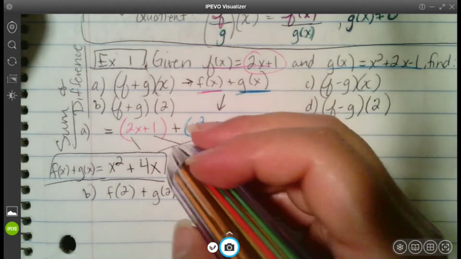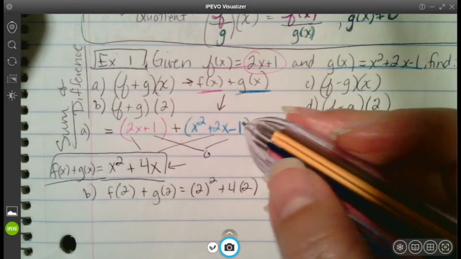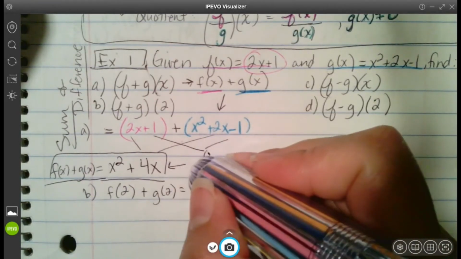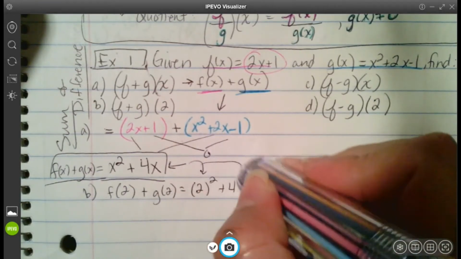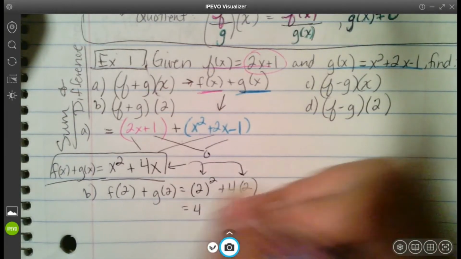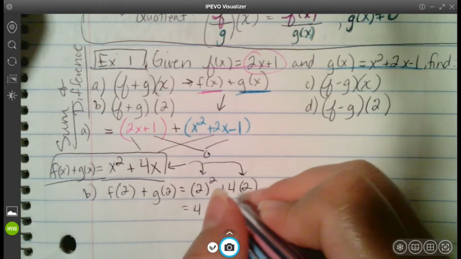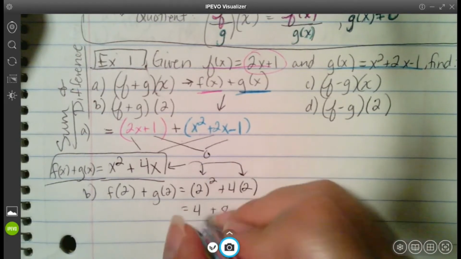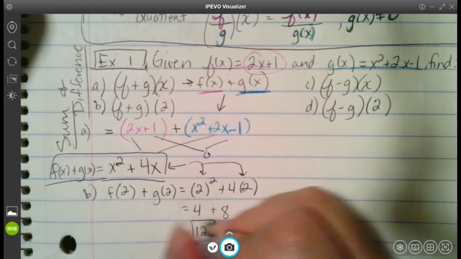In other words, once you have this f of x plus g of x, all you have to do is plug the number into that expression. So this is going to give us 4 plus 4 times 2 is 8. 4 plus 8 is 12.